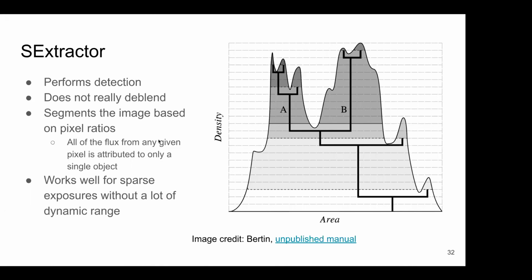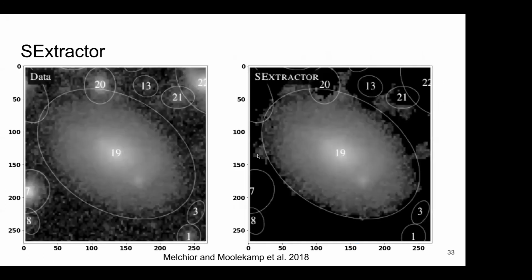And so this works really well for sparse exposures without a lot of dynamic range. But if we start looking at galaxies, where we have a lot of dynamic range, like these brighter galaxies such as source 19 that you see in this blend, you see that all these smaller neighboring stars and galaxies just eat away at its flux, because the pixel is only assigned to a single galaxy. And so that's not really deblending, and it's not ideal for being able to make detailed measurements.